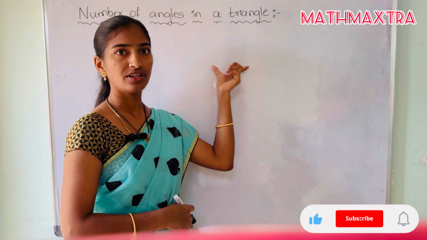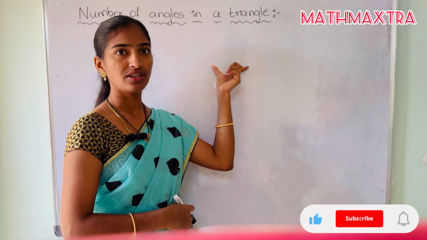We very well know the sum of interior angles is equal to 180 degrees, that we have seen in the properties of triangles. The first property is what? The sum of interior angles of a triangle is equal to 180 degrees. So now here these angle A, angle B, angle C are interior angles.